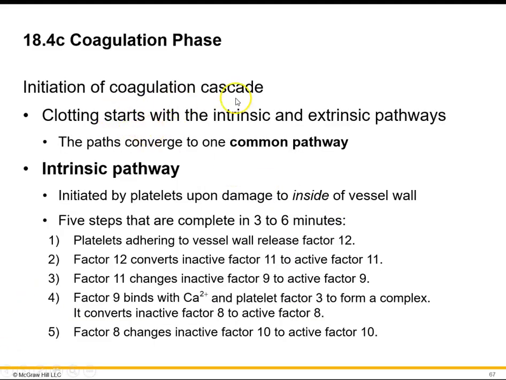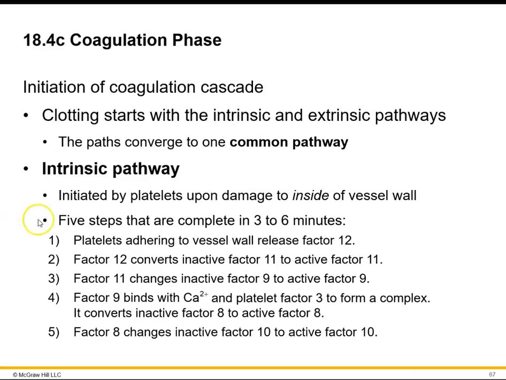Okay, how does the coagulation cascade start? Well, clotting is going to start with the intrinsic and extrinsic pathways, and both of those pathways converge to one common pathway. The intrinsic pathway is going to be initiated by platelets, when there is damage to the inside of a vessel wall.